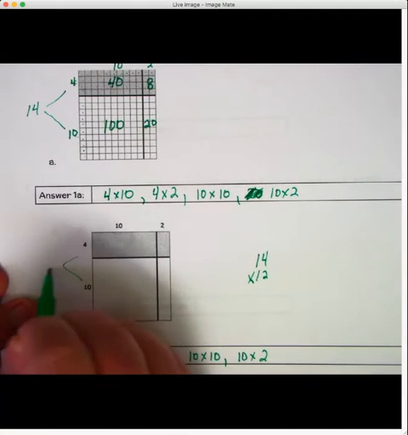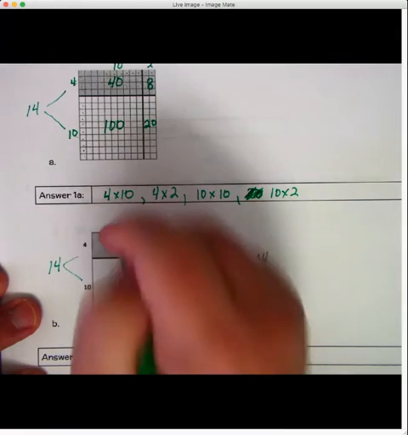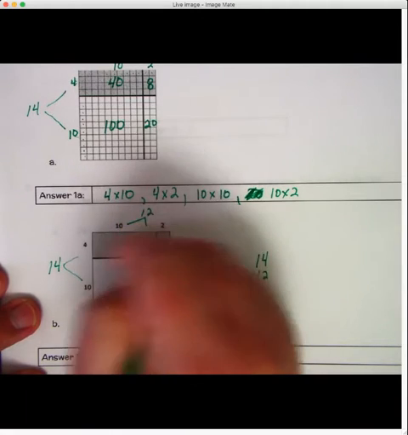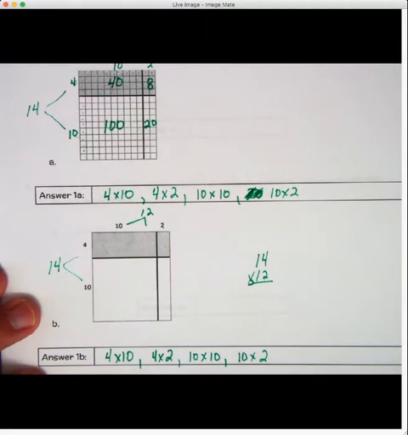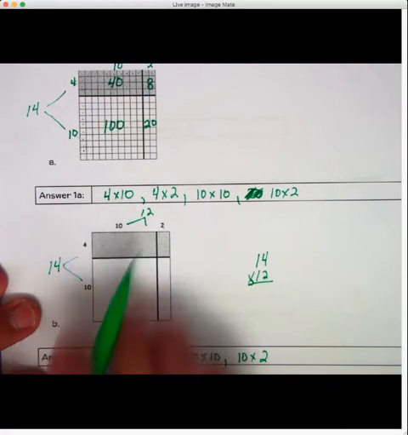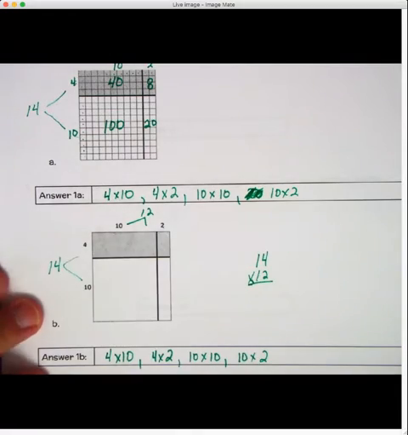Because this is 14 and this is 12. 10 and 2 is 12. 10 and 4 is 14. So if you look at 14 times 12, you're going, I don't know how to do that. Well, you just take all these together and then you'll add them together and you'll still get 14 times 12. We're just breaking it apart into the area model.